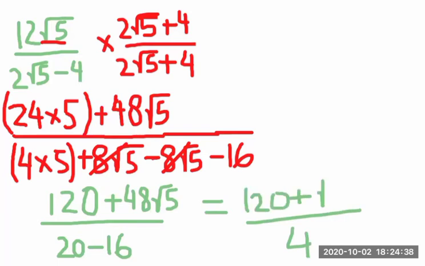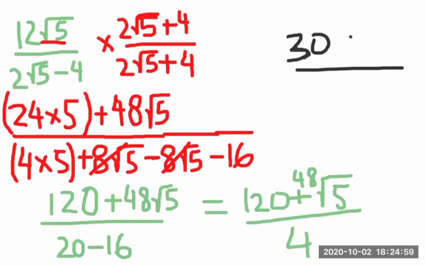This is adding, so you cannot just merge the values. Then you will divide the 120 by 4. So what does that give you? 30. Plus 12 under root 60 upon under root 5.